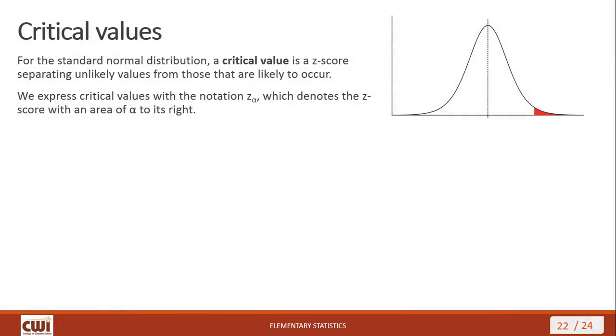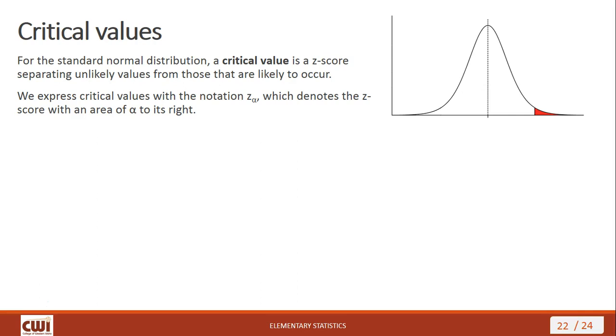Which brings us to the concept of critical values. When we're dealing with a standard normal distribution, a critical value is simply a z-score that separates likely values from unlikely values. And those unlikely values are going to be away from the bulk of the distribution in one of our tails.